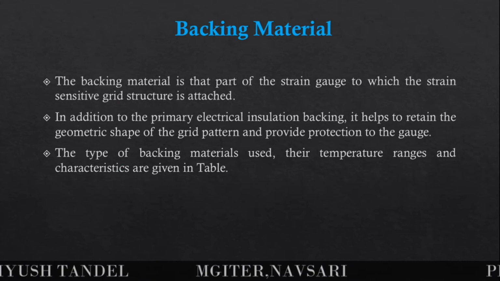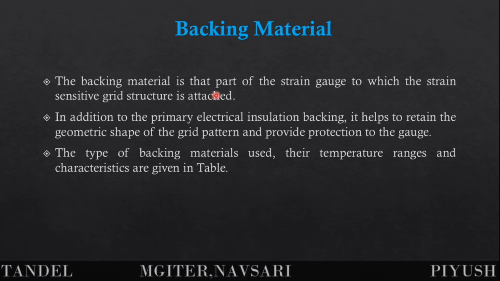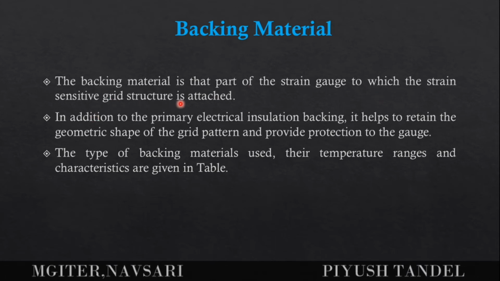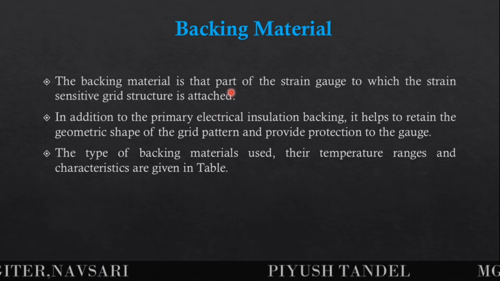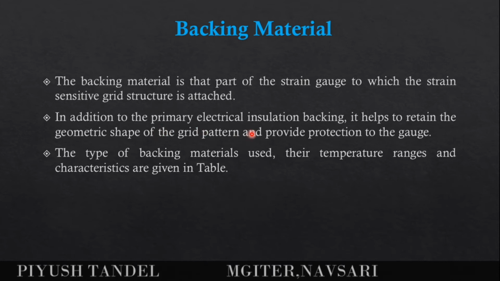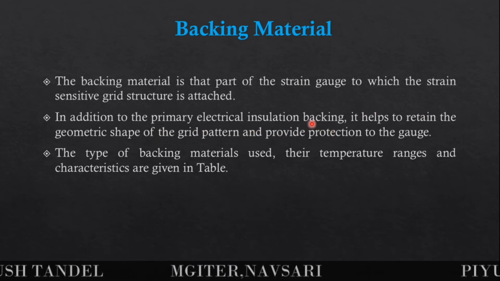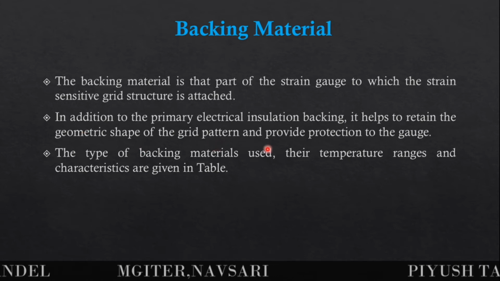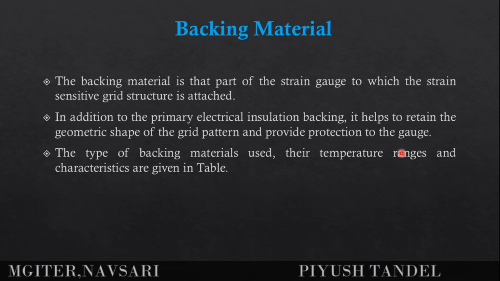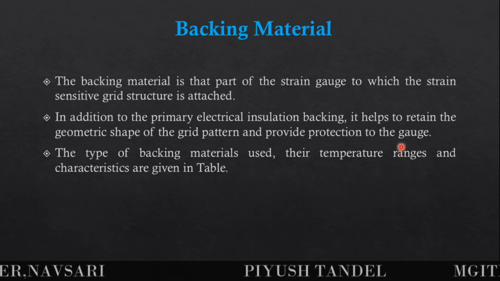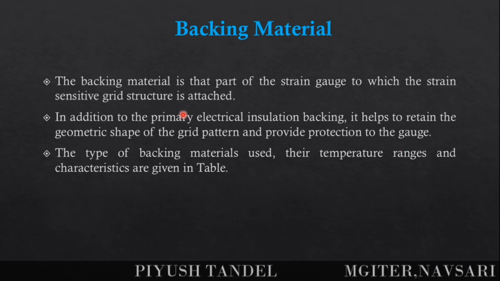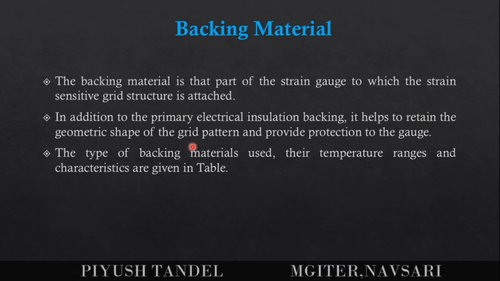Now the backing material is that part of the strain gauge to which the strain sensitive grid structure is attached. In addition to the primary electrical insulation, backing helps to retain the geometric shape of the grid pattern and to provide protection to the grid. So backing material is going to provide protection to our resistance wire strain gauge, so that no damage occurs to our wire. It protects our gauge or our resistance wire.